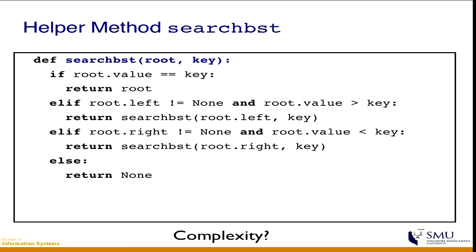So you start at the root and you compare the value at the root. If it is the same, then you return it. Otherwise, you either go to the left if the key is smaller, or you go to the right if the key is larger than the root.